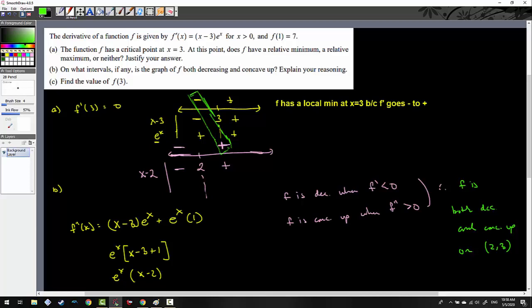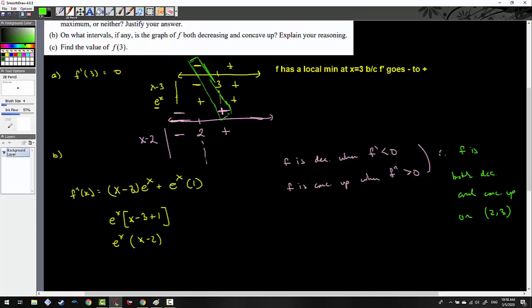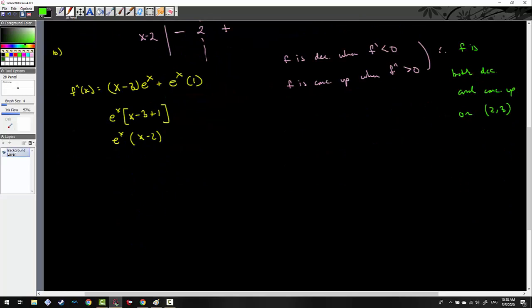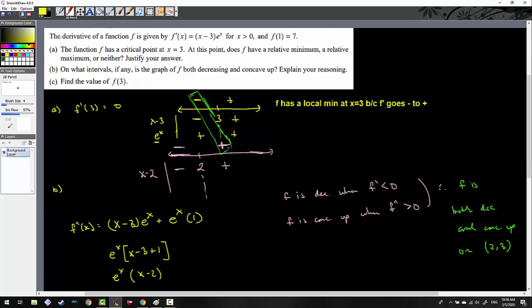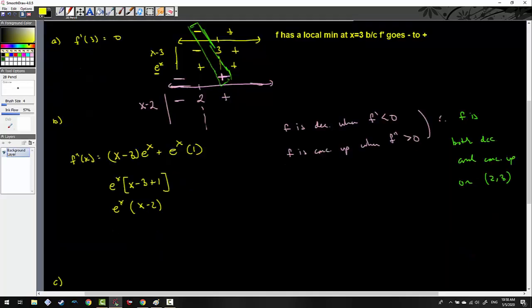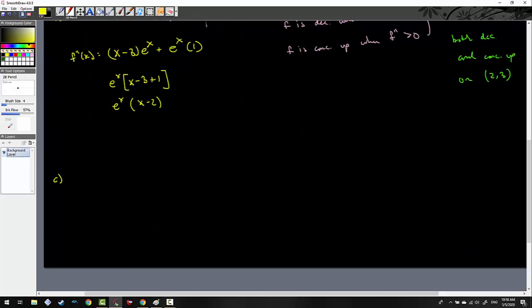All right, let's go and take a look at part C here. We're going to find the value of f of 3. So how do I find the value of f of 3? Well, one, I'm going to need an anchor. Did they give me one? I believe they did. They told me that f of 1 is equal to 7. They said that up here. So that means I'm going to anchor my definite integral down.